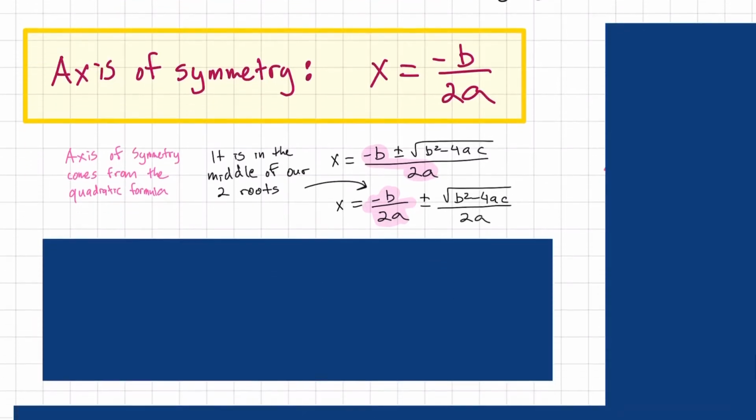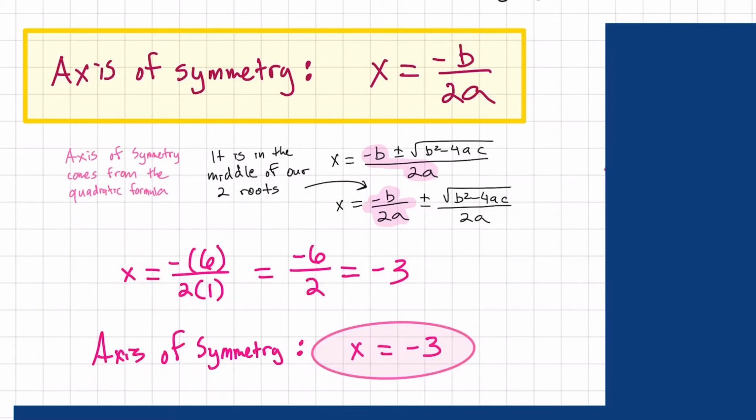All right, so in this particular quadratic, I can then just substitute in my b and my a. So my b is 6 and my a is 1. So we have negative 6 over 2 is negative 3. So my axis of symmetry is, and this is important, it's this equation, x equals negative 3. It's not just negative 3, it is a vertical line, x equals negative 3. So make sure to include the x equals part.